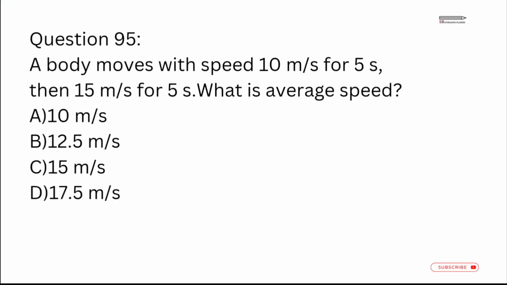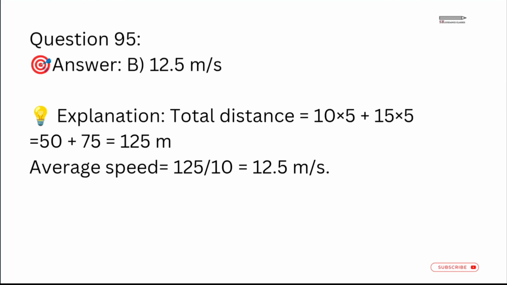A body moves with speed 10 meter per second for 5 seconds. Then 5 meter per second for 5 seconds. What is the average speed? The answer is option B, 12.5 meter per second.